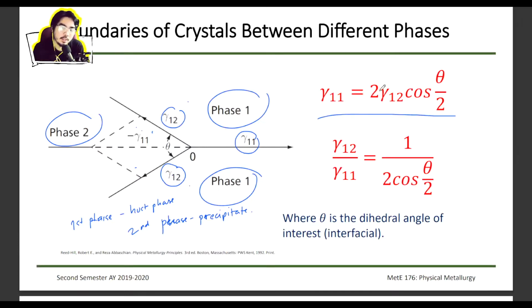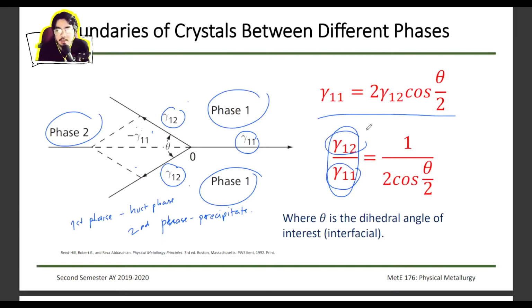That sigma 1,1 is equal to 2 times sigma 1,2 cos theta over 2, where theta is the dihedral angle across the second phase. No? Okay? So, this dihedral angle right here is, if we rearrange this, parang if we do a ratio, sigma 1,2 over sigma 1,1 is equal to 1 over 2 cos theta over 2. Again, sigma 1,1 is the host phase.